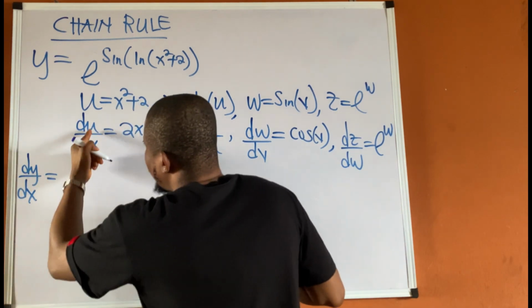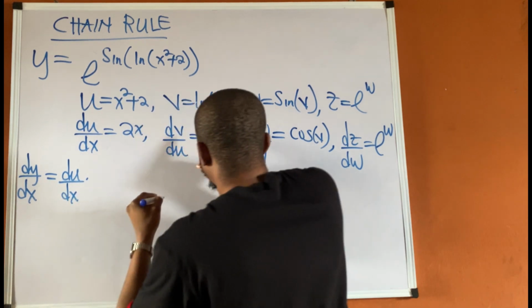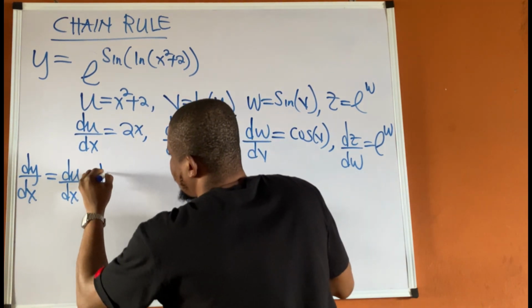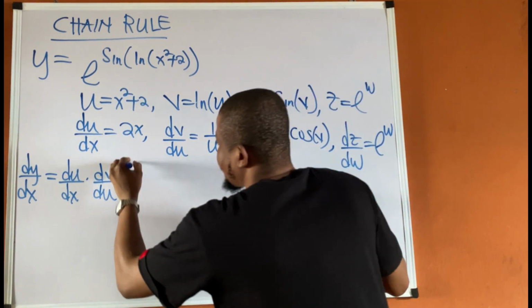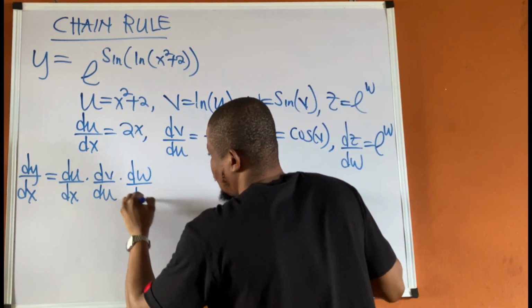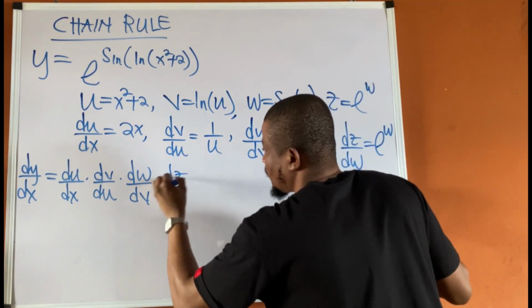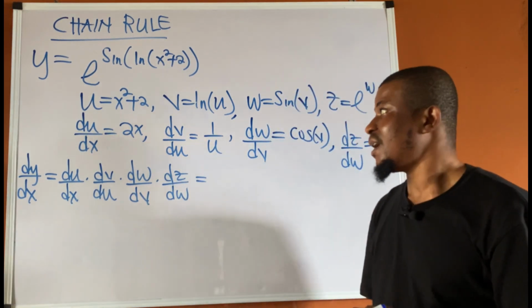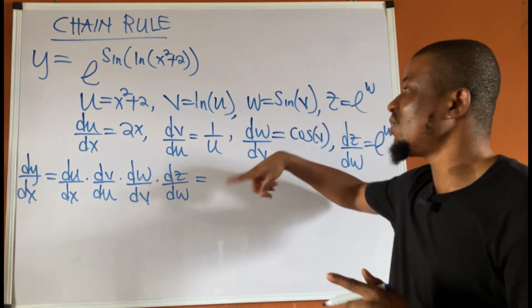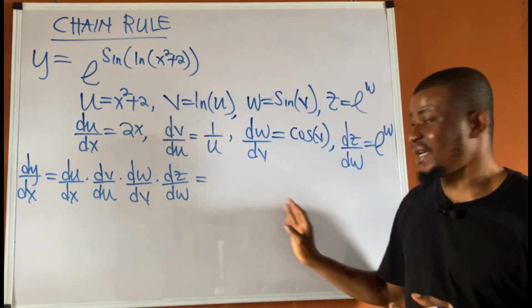will now be du/dx times dv/du times dw/dv times dz/dw. I will simply multiply these derivatives. Now, I need to make sure that at the end of the day, all the simplifications I will make will be in terms of x.